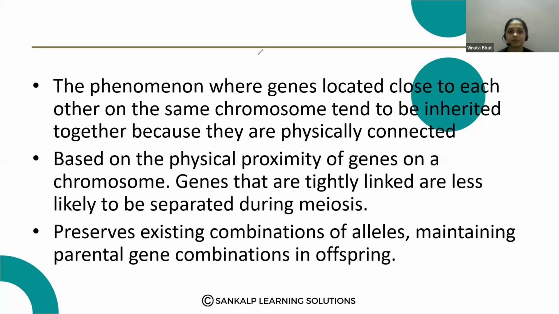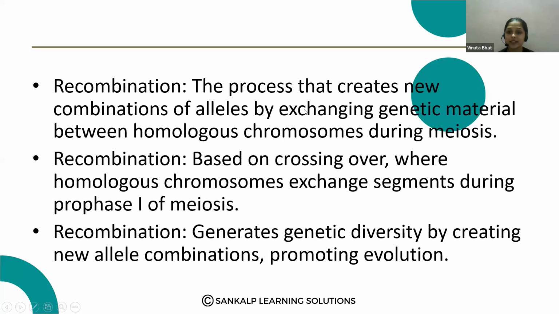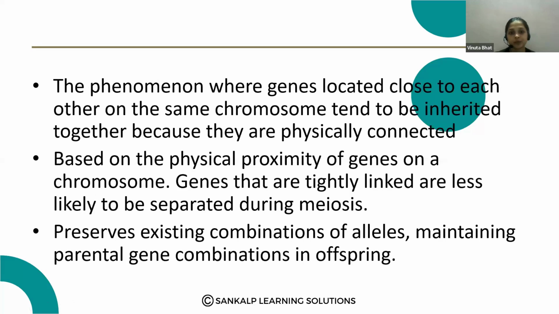Okay, then what is recombination here? Recombination is the process that creates new combinations of alleles by exchanging genetic material between the homologous chromosomes during meiosis. But in linkage, there is no exchange of genetic material between the homologous chromosomes. Here, based on physical proximity of genes on a chromosome, genes that are tightly linked are less likely to be separated during meiosis.